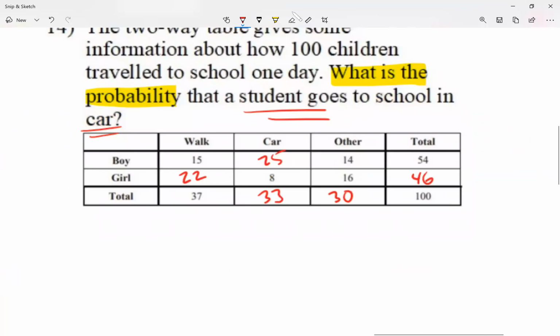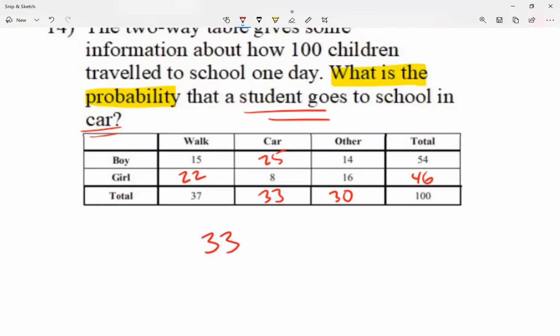So first of all, I see how many students go to school in a car. And I'm going to say 33. Right? There's 25 boys and there's 8 girls. So there's 33 students that go in a car. How many students are there total? In this case, I'm going to say 100.